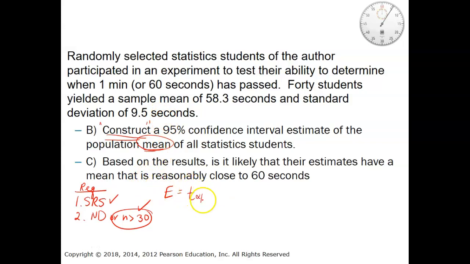So I'm going to have t alpha over 2 times S over the square root of n. To find my t, I've got to find that for a 95% confidence interval. You get kind of used to drawing these out. So I'm going to use the inverse t. I need the area to the left of this line, which means I'll add these two together. And then I'll have to have my degrees of freedom, which is 39.